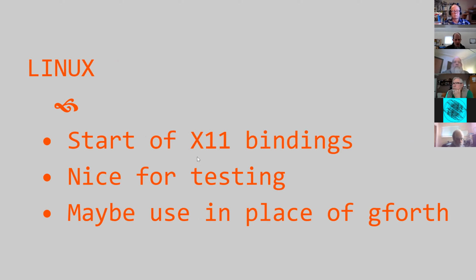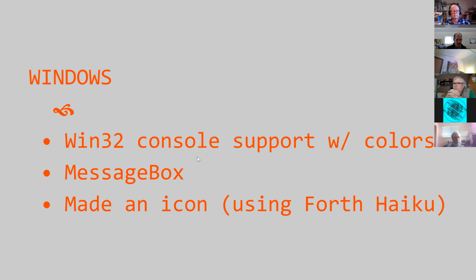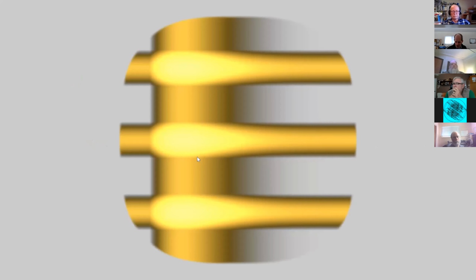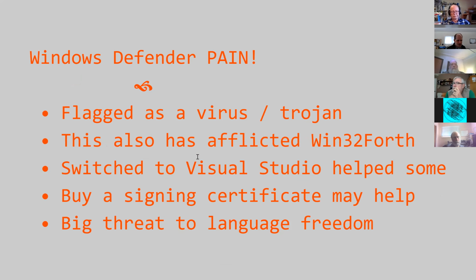On Linux, I've got the start of X11 bindings. It's able to pop up a window and some simple things. It's nice to have it for testing, especially on Linux, because I can interact with it. Maybe I'll start using it in place of µEforth for some things. We'll see. On Windows, I have enough Win32 plumbing to spin up a console, because I'm actually starting up with a bare Windows app that doesn't even have the terminal. And so just to get a console actually requires a number of calls. I've got message box. I haven't bothered yet with GDI and trying to do any real windows. I made an icon using Forth Haiku, so it has a bit of an icon.